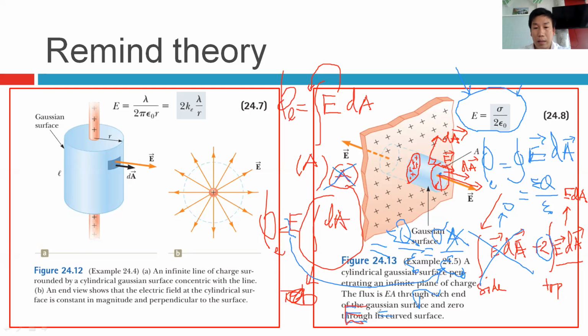E equals sigma divided by epsilon. So this is the way to apply Gauss's law for a very large horizontal charged surface.